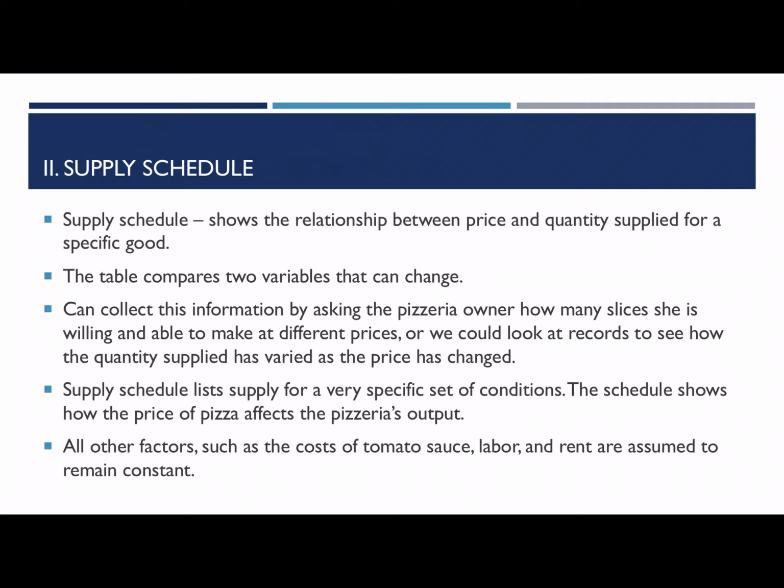The schedule shows how the price of pizza affects the pizzeria's output. So like demand, the ceteris paribus assumption in supply is only in regards to changes in price. All other factors, such as the cost of the inputs, tomato sauce, labor, and costs like rent, are assumed to remain constant, or not impacting the supply. Obviously, those things will impact supply, but for now, we're looking just at how price impacts it.